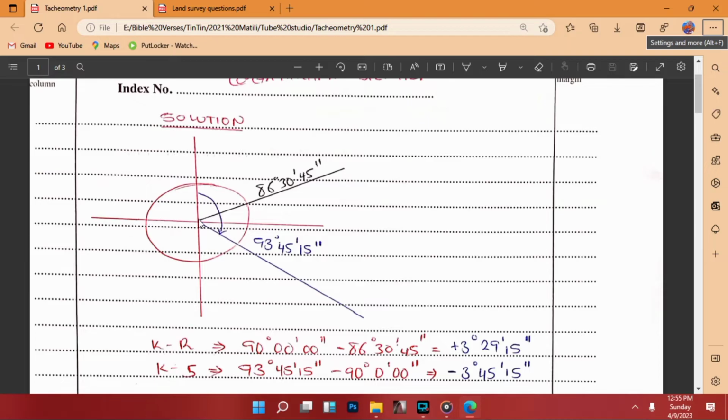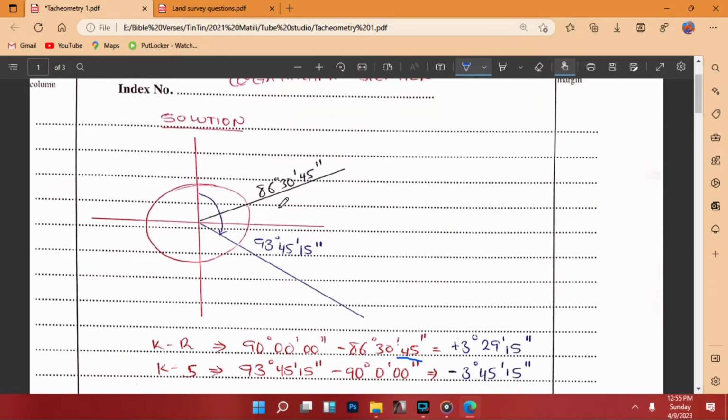So all these points will have to converge in the first quadrant, and where our first quadrant ends is 90 degrees. So we come here, so 90 minus 86, 30, 45. So here our angle will be at an angle of elevation, so here will be plus 3 degrees 29, 15, and the below angle, so 90 minus this value that we have there, will have a negative 3, 45, 15. So the angle here will be at a depression angle.